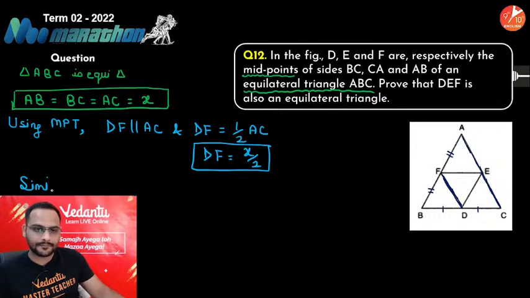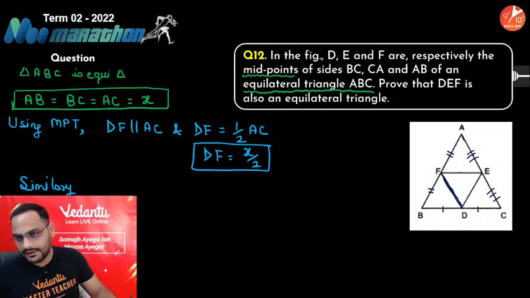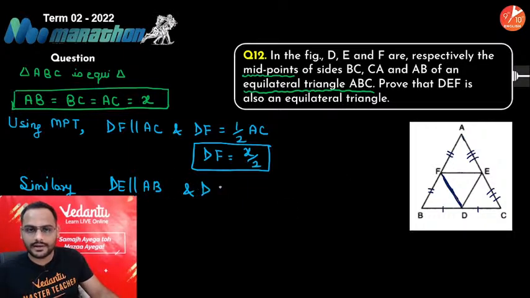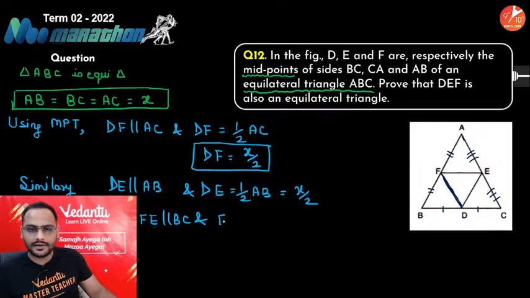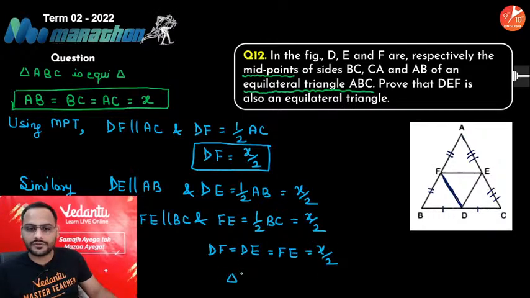Similarly, it's not only D and F that are the midpoints. E also is the midpoint of AC. So if I take the line DE, then DE will be parallel to AB and half of AB, which is x by 2. And similarly FE will be parallel to BC and half of BC, which is equal to x by 2. So you can clearly see DF, DE and FE all are equal to x by 2. So triangle DEF is an equilateral triangle.